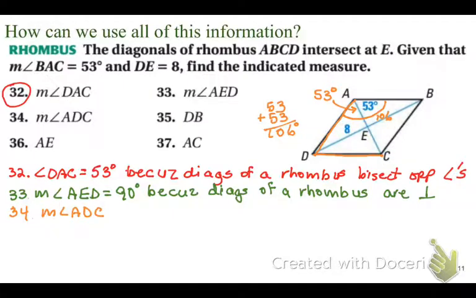We know that because it is a parallelogram, the consecutive angles are supplementary. So if this is 106 degrees, the angle next to it, which just happens to be angle ADC, is supplementary to the 106 degrees. So all we need to do is take 180, subtract 106, and we end up with 74. So the measure of angle ADC is equal to 74 degrees.